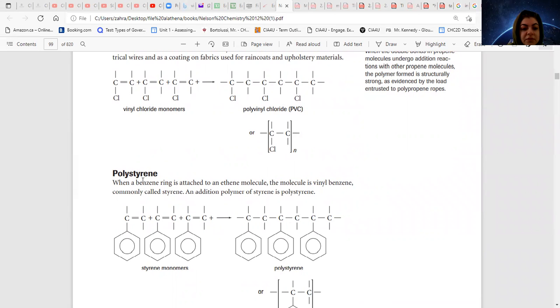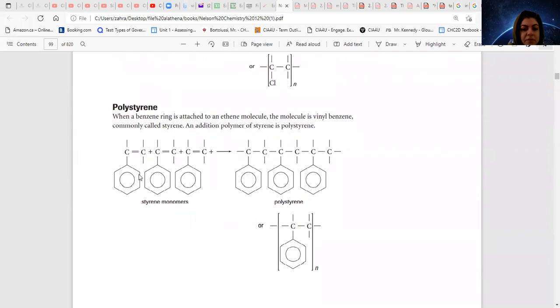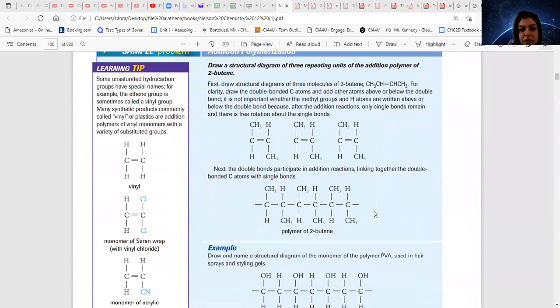Okay, polystyrene is this one. As you see, the double bond again will be broken, and this will attach to each other to form this polymer. These are questions. Draw a structure diagram of 3 repeating units of addition polymer of 2-butene. So for 2-butene, on the second carbon, you have a double bond. You just draw it like that, and you just draw multiple of them. Then you know that the double bond will be broken, and the carbons will be attached to each other. And this is the polymer of 2-butene.